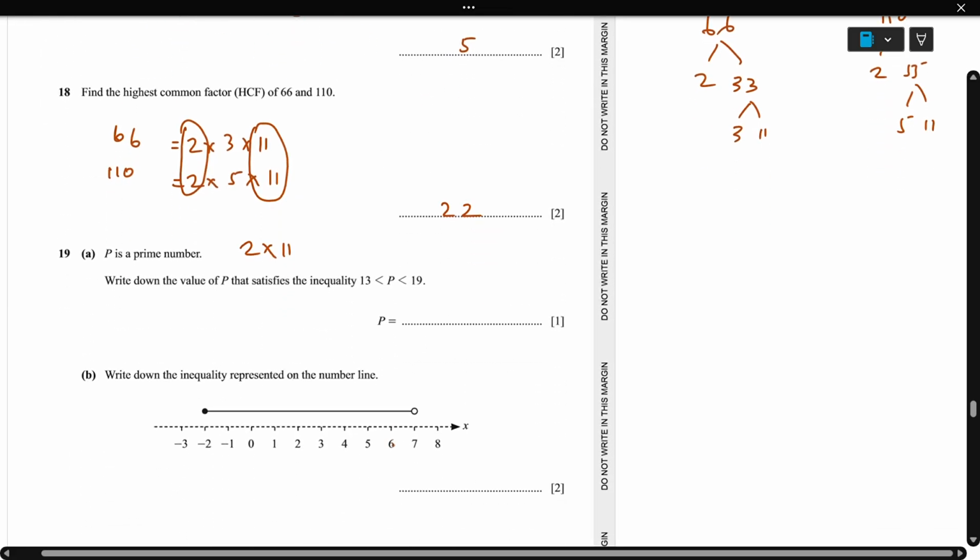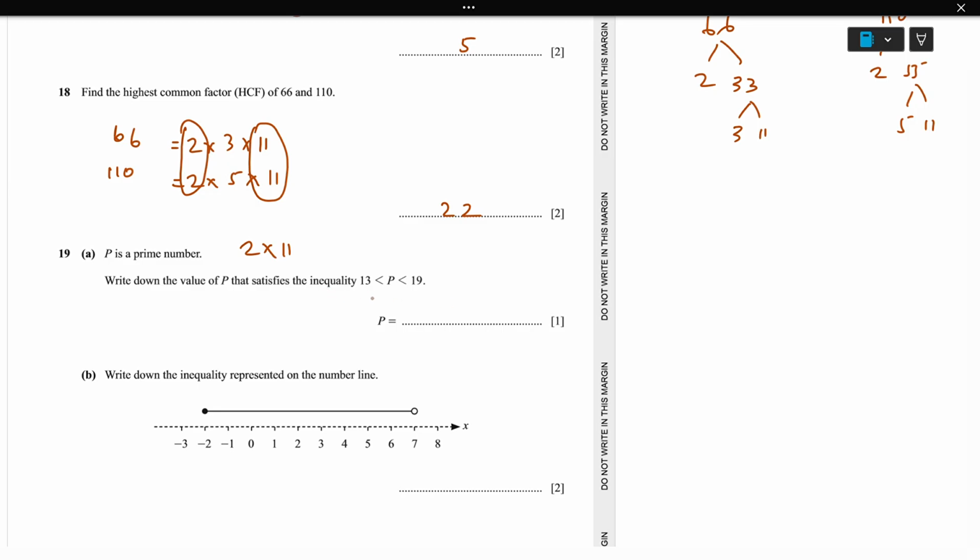Next one, p is a prime number. Write down the value of p that satisfies the inequality. So they are asking for a prime number between 13 and 19. So 13 and 19 are not going to be included because there is no equal to sign. The one number in between that is prime is 17.